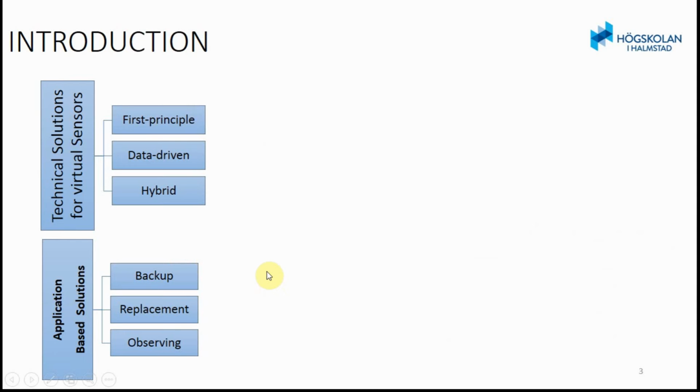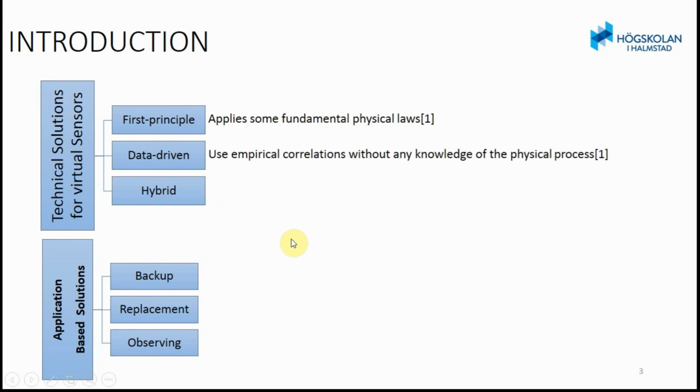Virtual sensor. Technical solutions for virtual sensors can be categorized into three categories. First is first principle, which applies some fundamental physical laws. The second is data driven, which uses empirical correlation without any knowledge of the physical sensor. And hybrid is a combination of first principle and data driven.